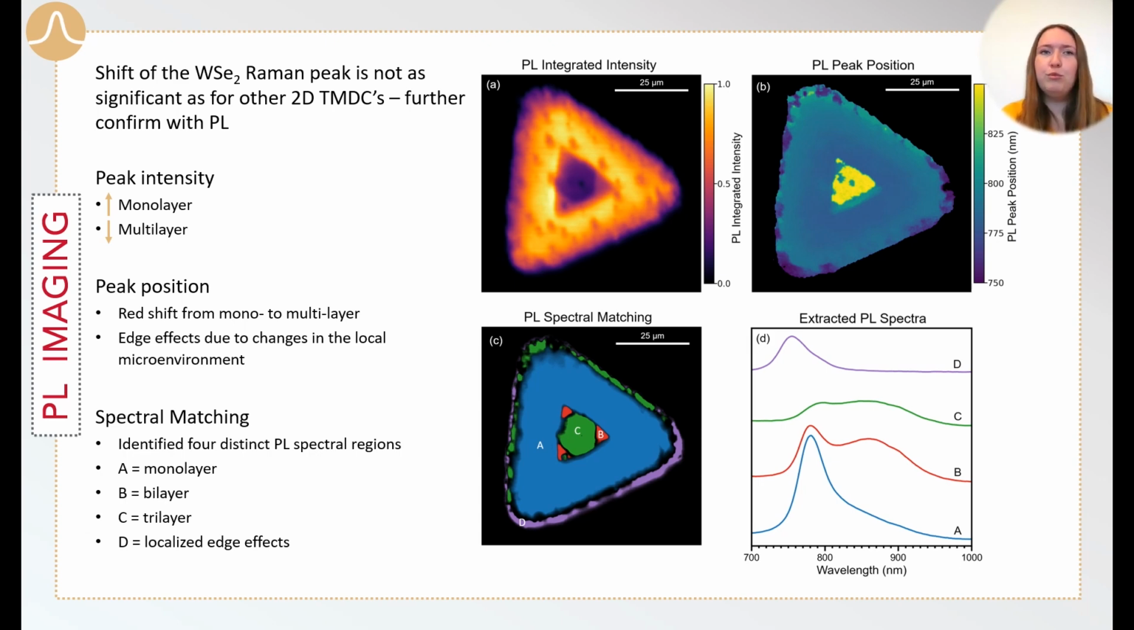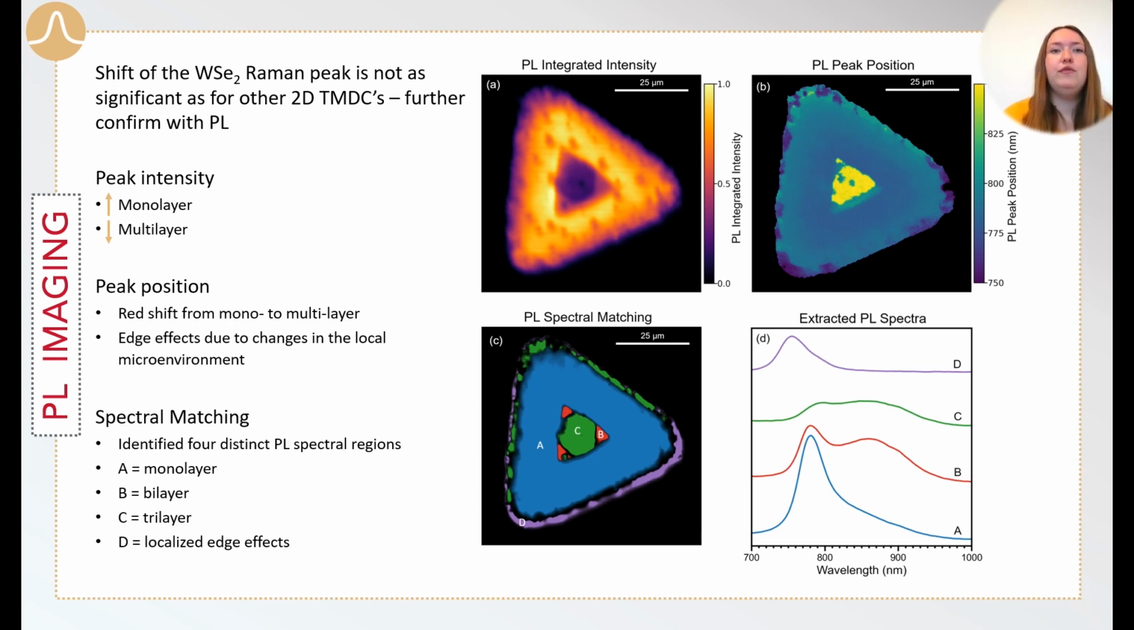So that's moving towards the 1000 nanometer peak if we were looking at bulk tungsten diselenide. So from its position, we can determine that this is going to be bilayer tungsten diselenide.